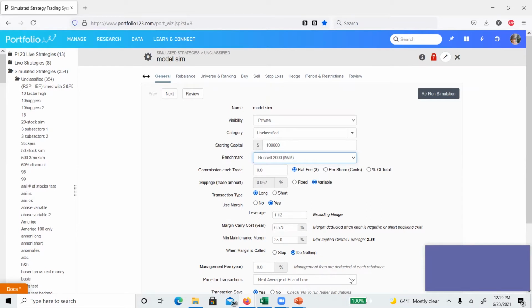Price for transactions is a really, really important field. I would never use previous close, and I would never use next open. I always use next average of high and low or next close. Previous close and next open are just unrealistic. Nobody actually will get those prices. Those are just too good. And transaction save, I almost always use yes. And the only time I check no is if I'm running a strategy with 100 or 200 positions and I'm doing a lot of rebalancing. It's very, very useful to be able to look at your transactions.